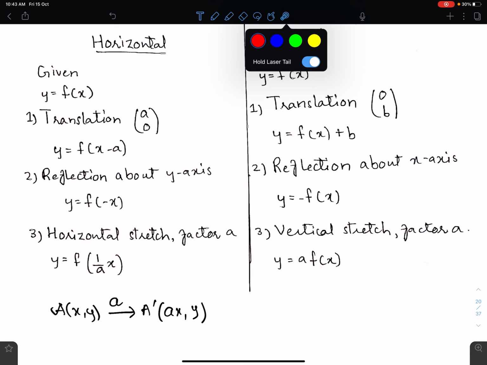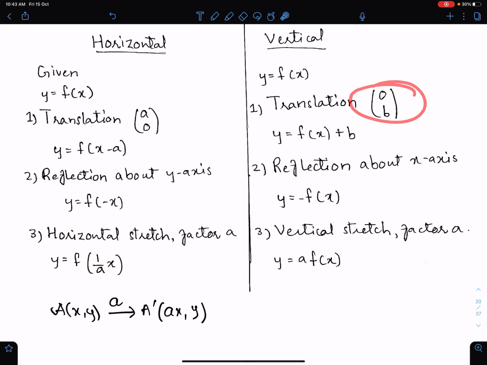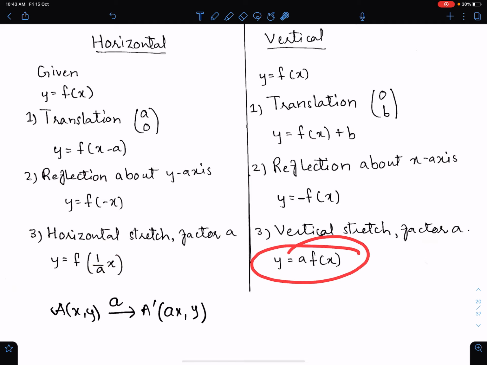Vertical. So there are three vertical transformations. Translation, this is vertical translation, so you just need to add b here. Reflection about x-axis means you need to multiply this equation with a negative sign because you change the sign of the y coordinate. For vertical stretch factor a, you just need to multiply this equation with the same stretch factor.